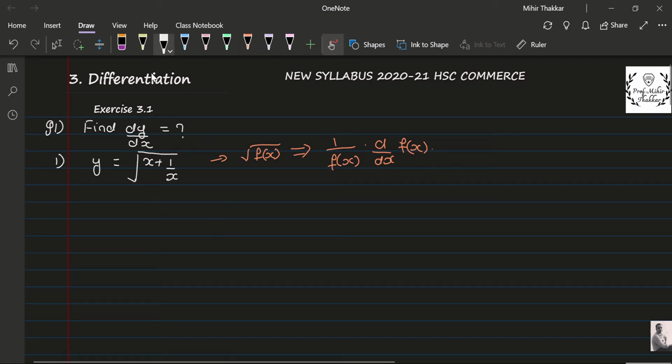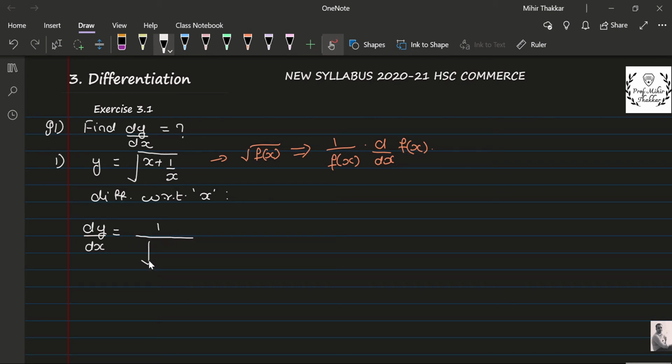So whenever I am finding the derivative, I have to write over here differentiate with respect to x. So the derivative of y, as we know, is dy by dx. It is equal to 1 upon under root of x plus 1 upon x, multiplied by the derivative of x plus 1 upon x.